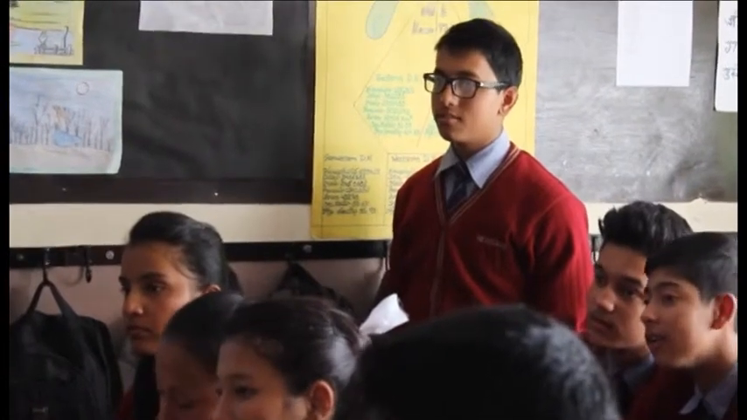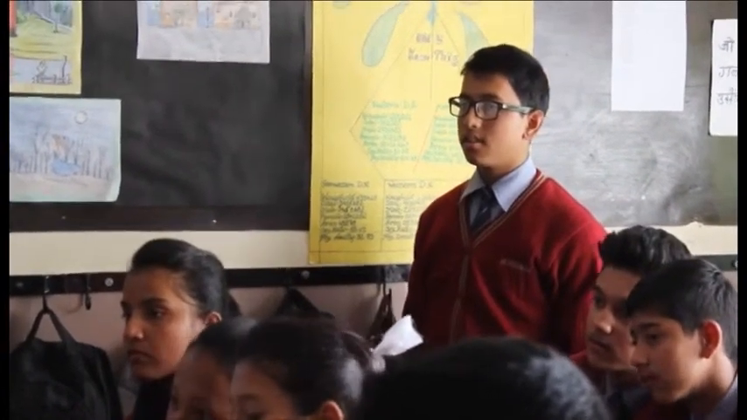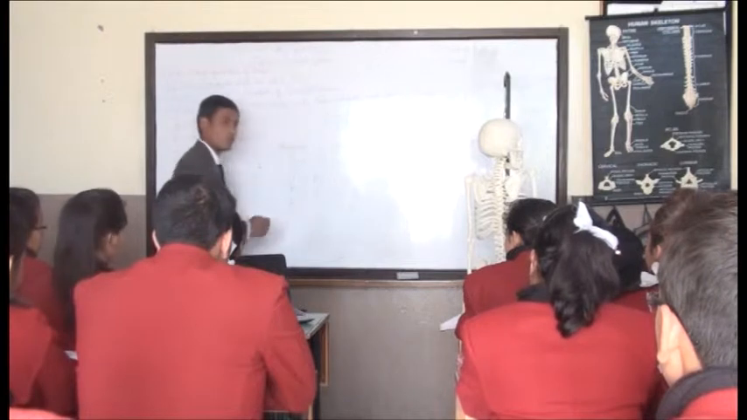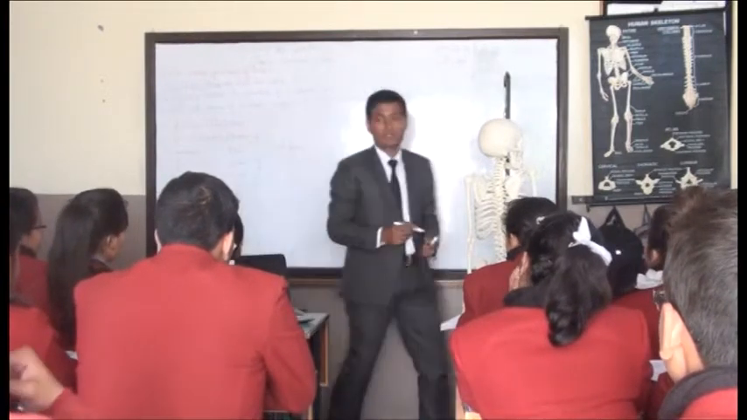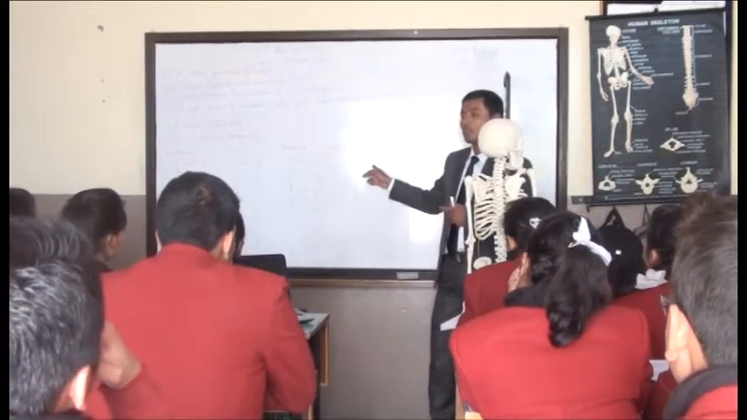True ribs? 14, 7 pairs, 14. False ribs? 6, 3 pairs, 6. Floating ribs? 2 pairs, and the total number is 4. Very good. Sit down. Now we go to the vertebral column.